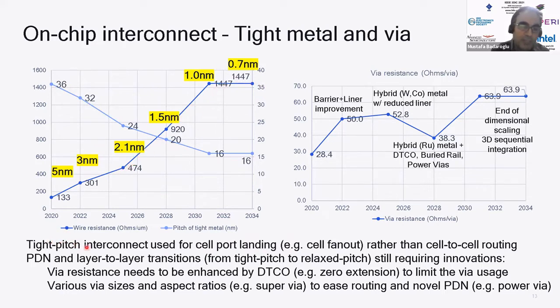Unfortunately, part of this tight pitch interconnect has to be used also for the power distribution network. And that's basically where most of the problem occurs in the definition of it. That's why there is a tendency to go to buried rail, because of the significant increase of the resistance, not anymore satisfying the power delivery to the standard cell. But even with a solution like a buried power rail or other type of local interconnect solution, you still need to improve the vertical resistance.